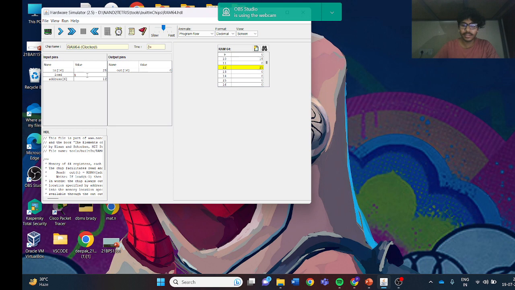And load value, we can take only 0 or 1. Let's check with more. You cannot take more. It's just 0 or 1. We got in the 12th place, we got 25. And this is how the simulation is done.